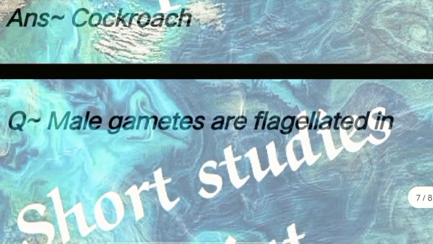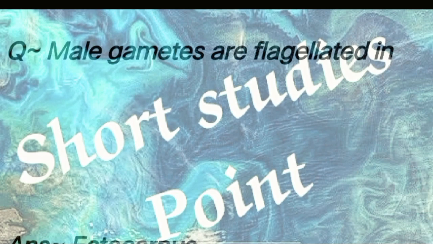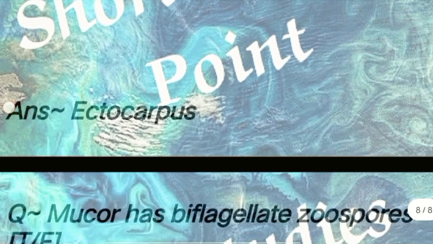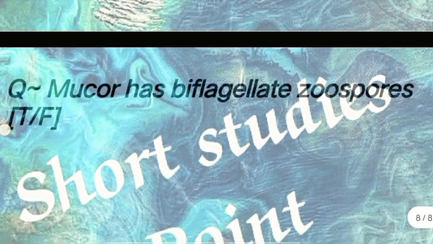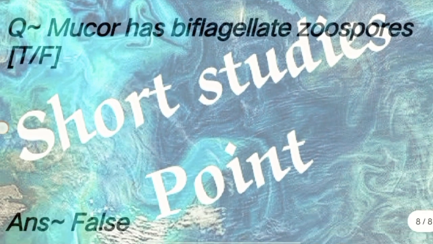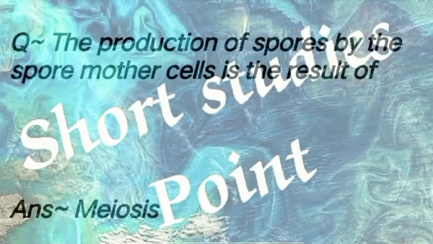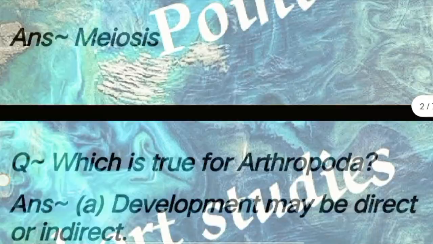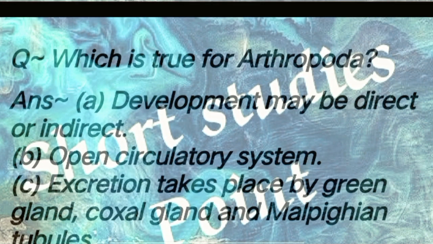Answer: Crocus. Next question: male gametes are flagellated in. Answer: Ectocarpus. Next question: Marchantia has biflagellate zoospore. Answer: false. Question: the production of spores by the spore mother cell is the result of. Answer: meiosis. Next question: which is true for arthropoda?